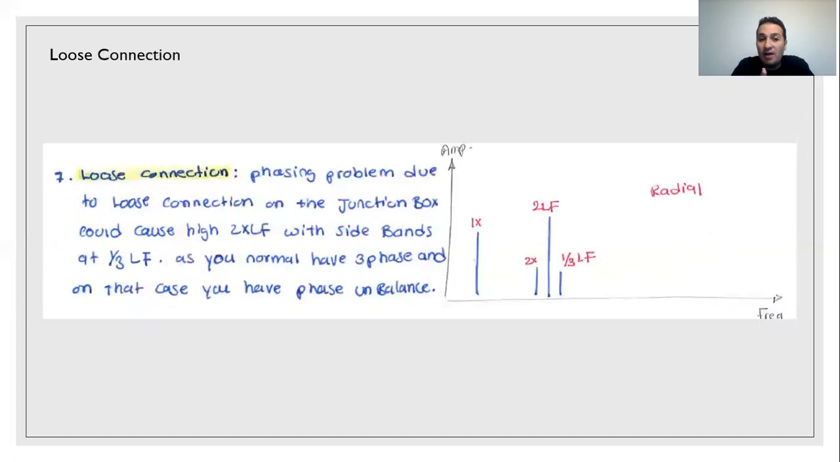The last one we have here is the loose connection, and this is a phasing problem due to a loose connection in the junction box. It could cause high twice line frequency with sidebands at 1/3 the line frequency. And as you normally have three phases, in that case you will have a phase imbalance. These are the most common faults for electrical motors.